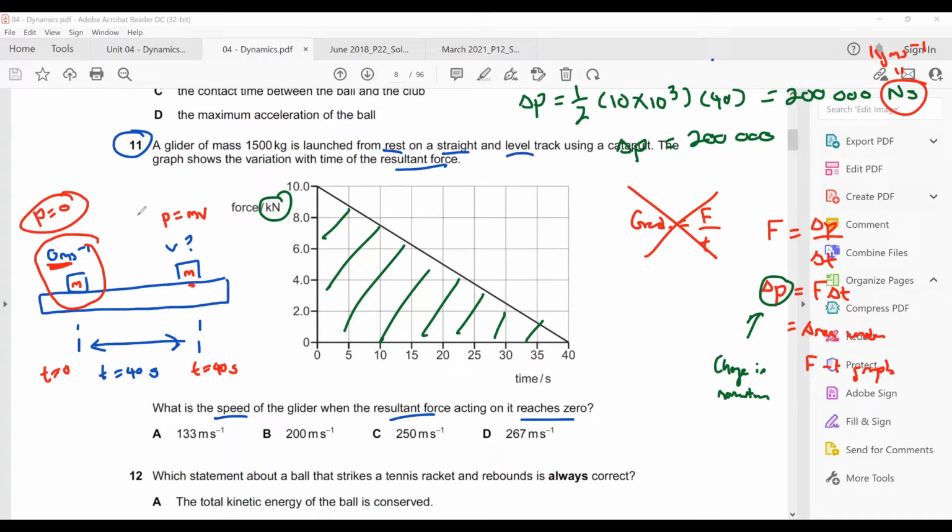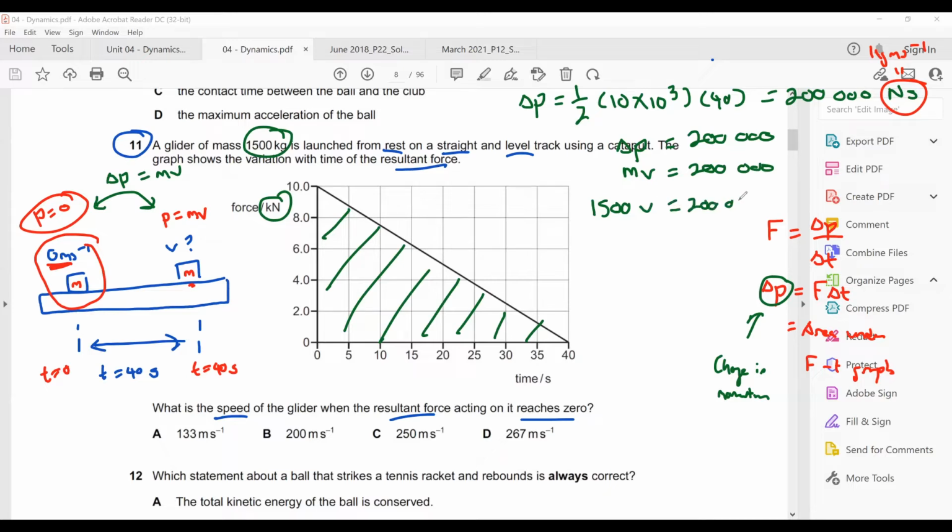So now if I ask you what is the change in momentum between these 2 points, is it correct to say it's just mv? Yes. So it's just mv equals 200,000. Now from here, all you need to do is sub in the values. You already know the mass as 1,500 kg. So 1,500 times v equals 200,000. V is just going to be 133 meters per second. And there you have it.